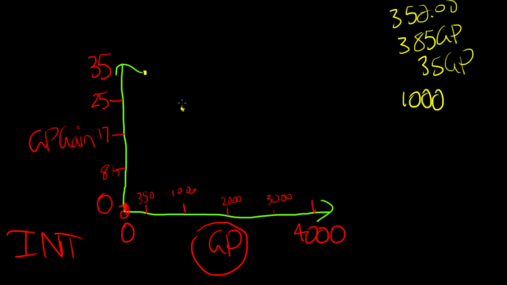Okay, and I think I saw a 24, so I'll just extend that to there. Okay, so we've got 2,000 GP. What did I see at 2,000 GP? Well, at 2,000 GP, the average GP gain that I saw was around 15, or 15 and a half, roughly. So that would be there on the graph. 15 GP, 2,000 GP.